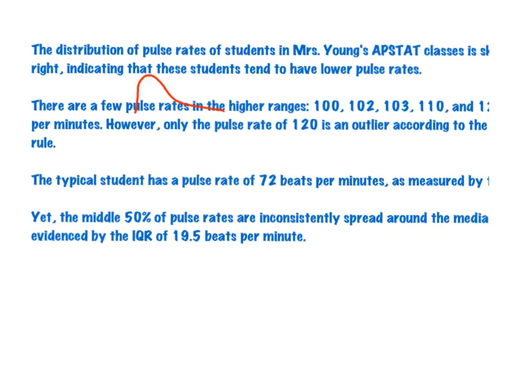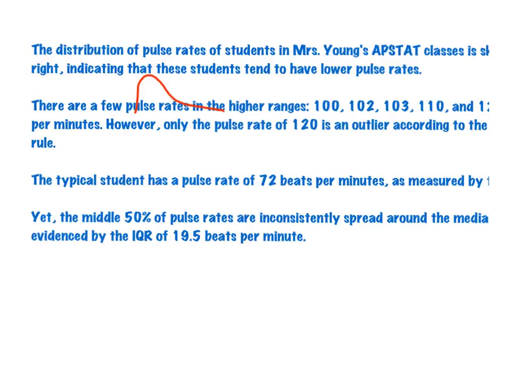Moving to the center, the typical student has a pulse rate of 72 beats per minute as measured by the median. Because this distribution is skewed, I have to use the median as the measure of center, but notice I don't say why I'm using the median. Just by that choice and by correctly indicating the shape, I'm making a connection between concepts that I understand what's going on. Lastly, the spread.